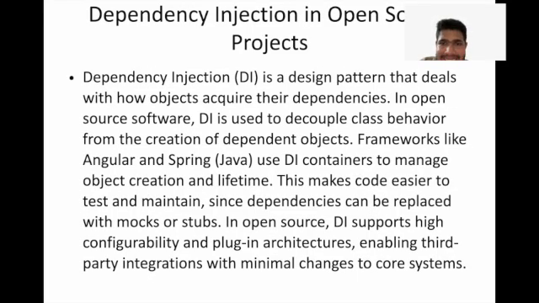Dependency injection, in short DI, is a design pattern that deals with how objects acquire their dependencies. In open source software, DI is used to decouple a class's behavior from the creation of dependent objects. Frameworks like Angular and Spring use DI containers to manage object creation and lifetime. This makes code easier to test and maintain since dependencies can be replaced with mocks or stubs. In open source, DI supports high configurability and plugin architecture, enabling third-party integration with minimal changes to the core system.